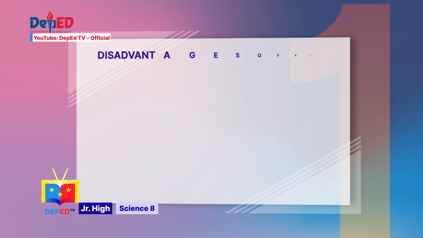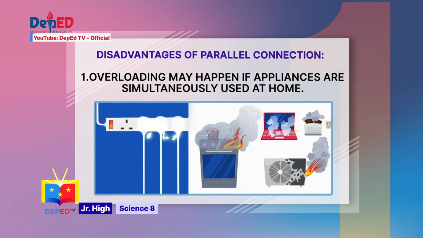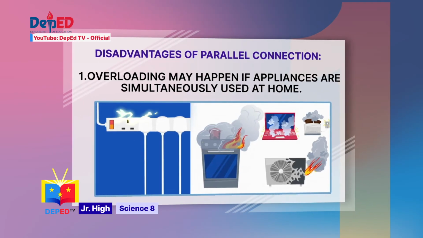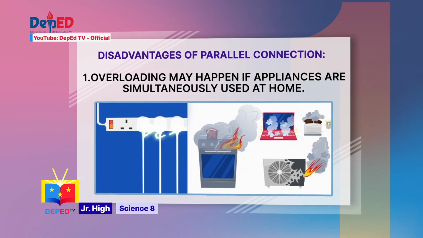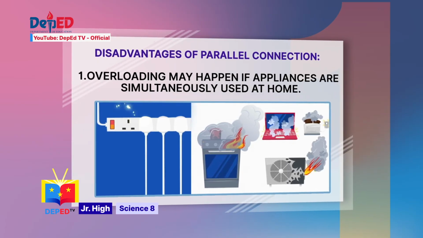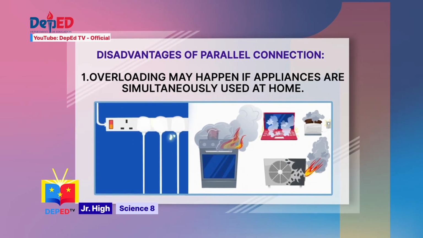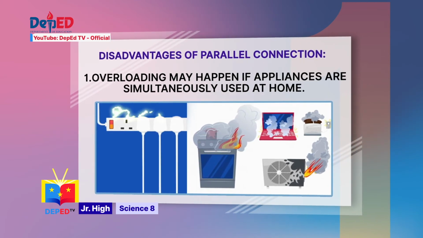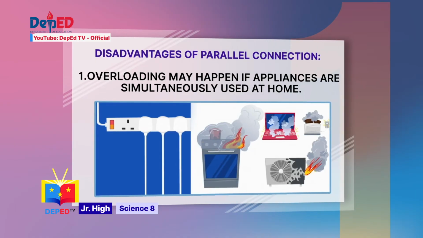Let us talk about the disadvantages of parallel connections. 1. Overloading may happen if appliances are simultaneously used at home. With more loads, the total resistance decreases, resulting in an excessively large amount of current that would pass through the conducting wires. Consequently, overheating of wires takes place, which may lead to fires.